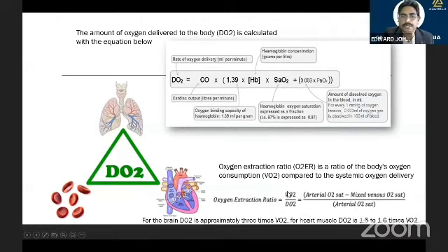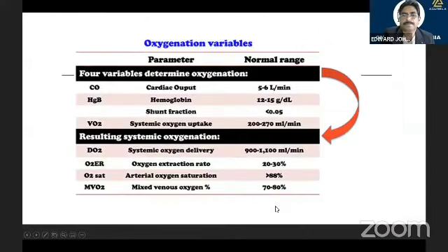The most important is the oxygen extraction ratio. It is only 25%. Oxygen extraction ratio is the oxygen consumption divided by the oxygen supply. Consumption is the difference of the arterial oxygen content and the mixed venous oxygen content, divided by the arterial content. This is the supply, this is the consumption. In the brain, 3 times the oxygen consumption is delivered. In the heart and other muscles, only 1.5 to 1.6 times the oxygen is delivered.